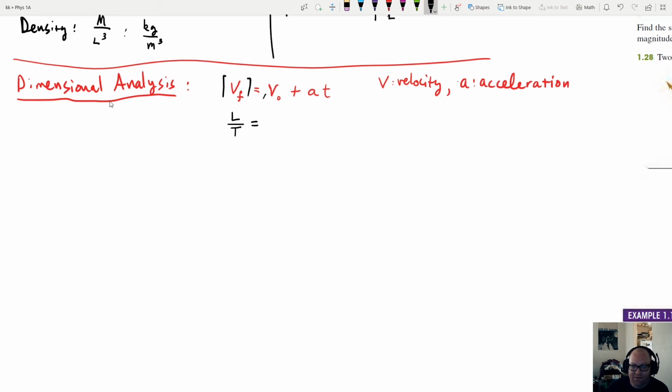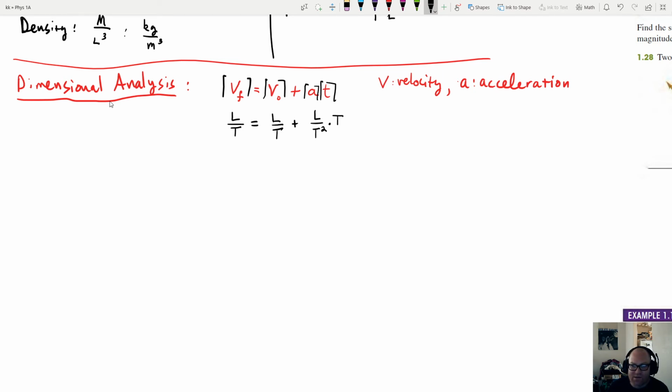On the right-hand side, the dimensions of initial velocity would also be length divided by time. The dimensions of the acceleration would be length divided by time squared. I don't know what the right way to write this is, but acceleration is length per time squared, and then time has obviously dimensions of time.